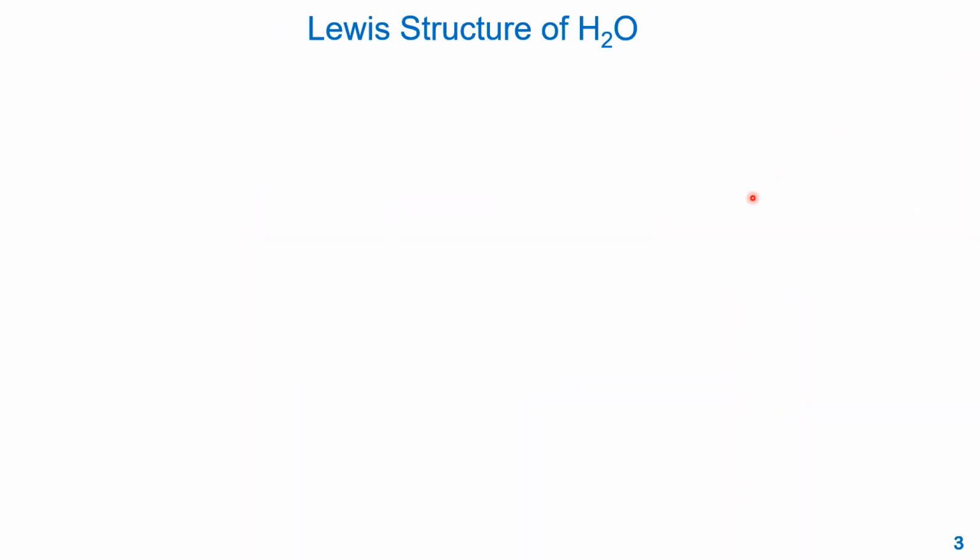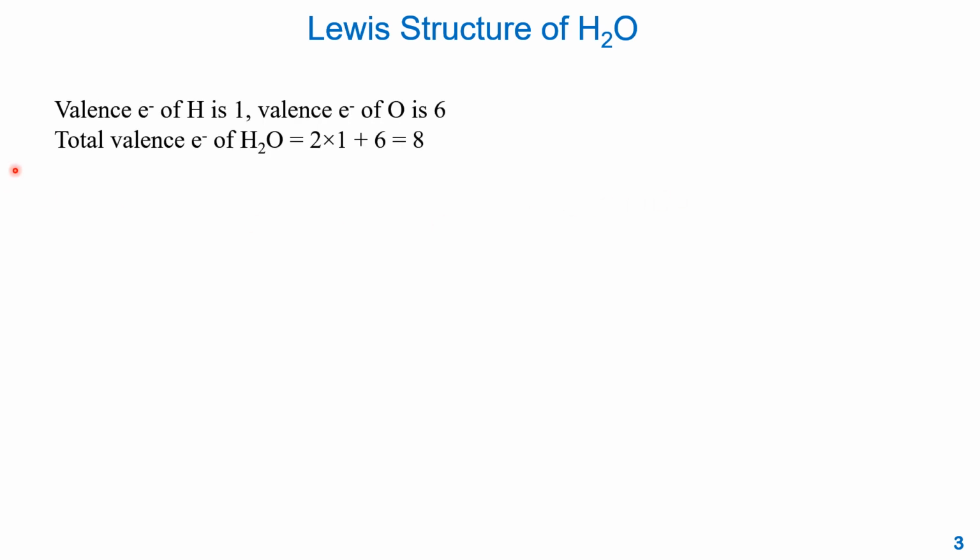Lewis structure of water. First step, we need to calculate the total valence electrons number of water. 2 times 1 for 2 hydrogens, each hydrogen has 1 valence electron. Oxygen has 6 valence electrons. So that's 8 together.